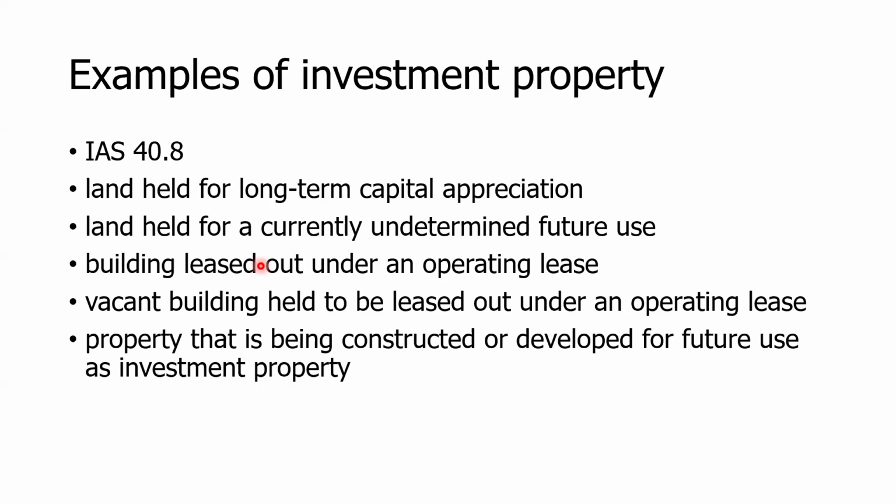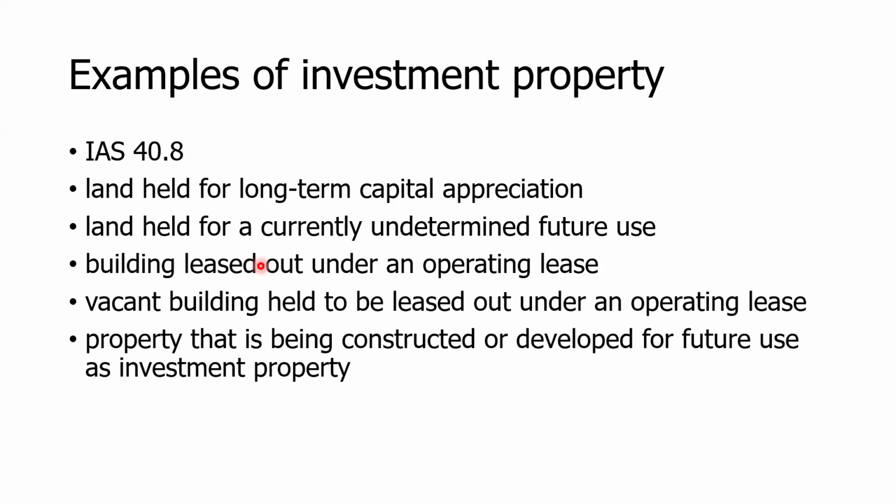Land held for currently undetermined future use. You have a land, but currently you don't know what to do with this land. Classify it as what? Investment property. You have a land currently, you don't have any idea of what you want to use this land for in future. It's what? An investment property. So classify it as such. Building leased out under an operating lease is what? An investment property. Okay, investment property. Vacant building held to be leased out under operating lease, investment property.